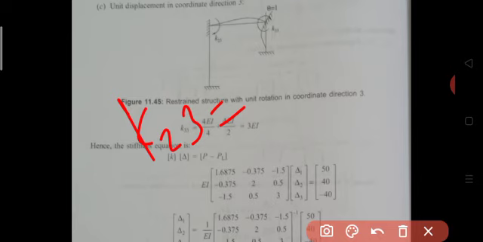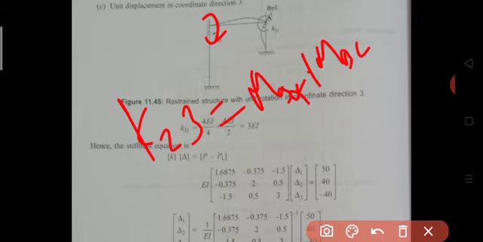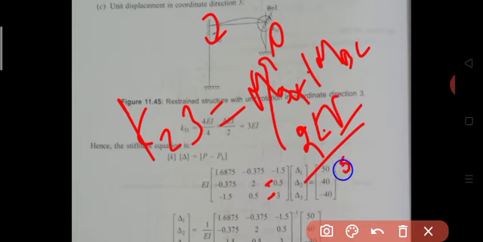So K23 means the force developed in the assigned coordinate direction 2 due to unit displacement in the assigned coordinate direction 3. What is our assigned coordinate direction 2? It is the moment coordinate direction at the joint B. Joint B is an intersection of two members, so its value is MBA plus MBC. We know MBA is equal to 0, so what is the value of MBC? MBC is equal to 2EI by L, so you get the EI value.